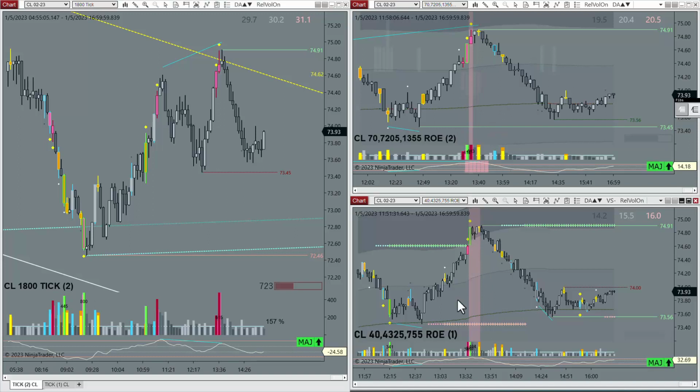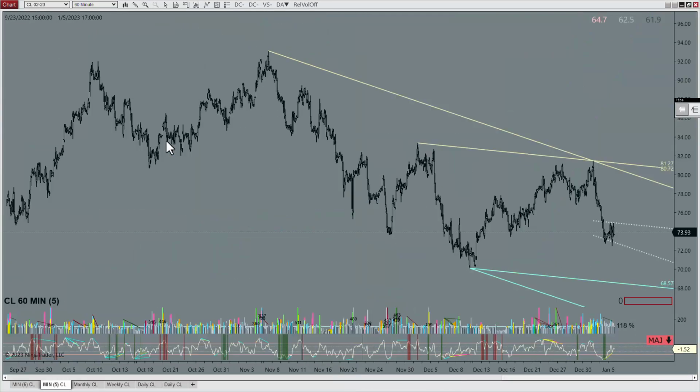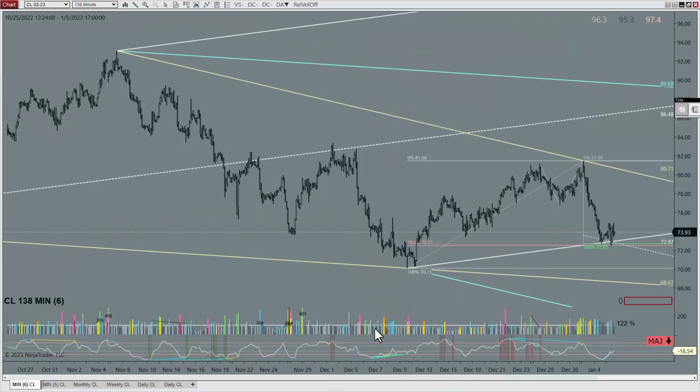So, starting from the higher time frames and working down, this is the 138 minute chart. We've been coming straight down to that lower median line, the 78.6 retracement. For some reason, Crude seems to really love these 78.6 retracements. So I'm not sure if this is going to be a reversal, that major low, then a higher low, and then go up.